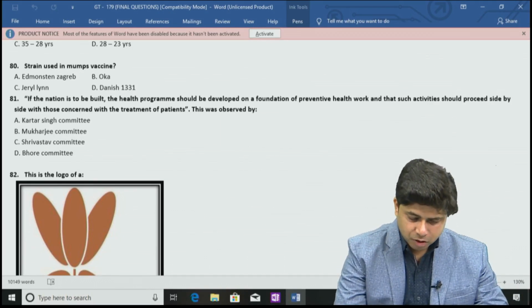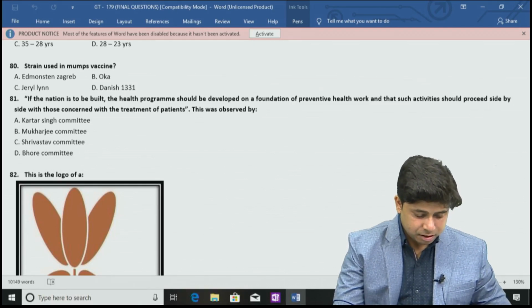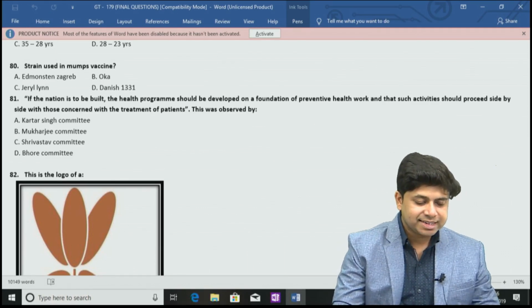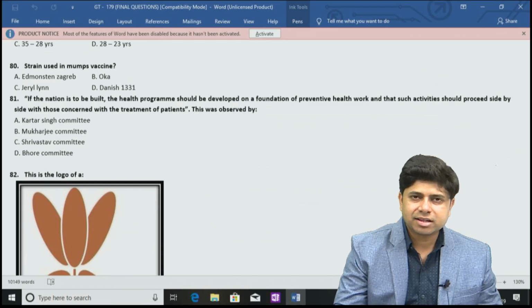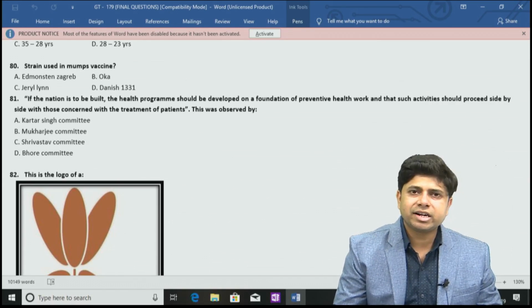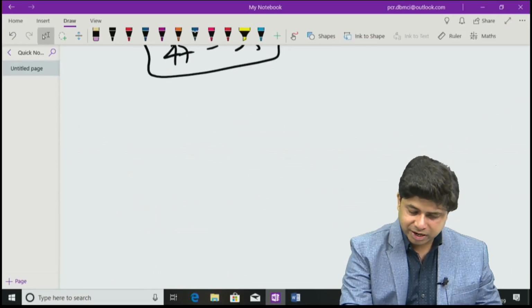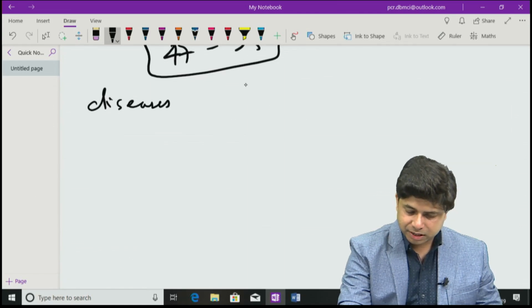And the next option is Oka. Let's not get confused. Oka is not used in measles or mumps. It is the strain in varicella. There is one detailed table in your explanations. I'll just quickly write some of the diseases and strains.